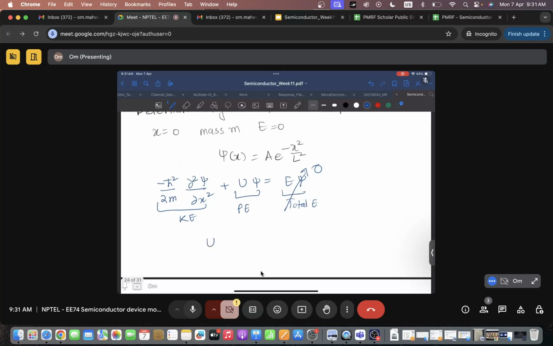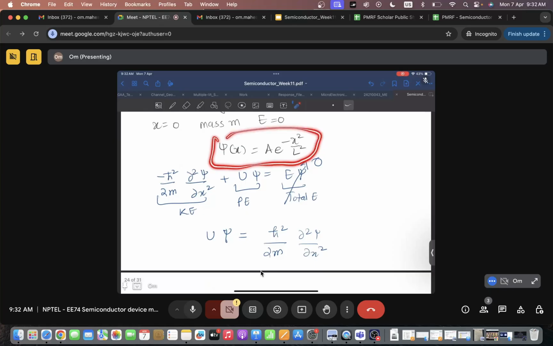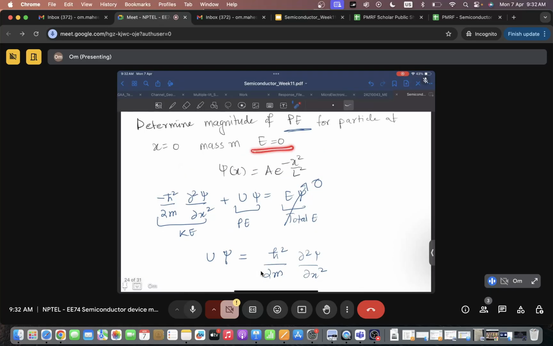So your potential energy U psi will be equal to h cross square by 2m del 2 psi by del x square. So basically what you have to do to find the potential energy is substitute this psi x. In the question it is given that the total energy is zero and you have to find this potential energy U of psi. If we just rearrange this, your U of psi will be just this part, right?